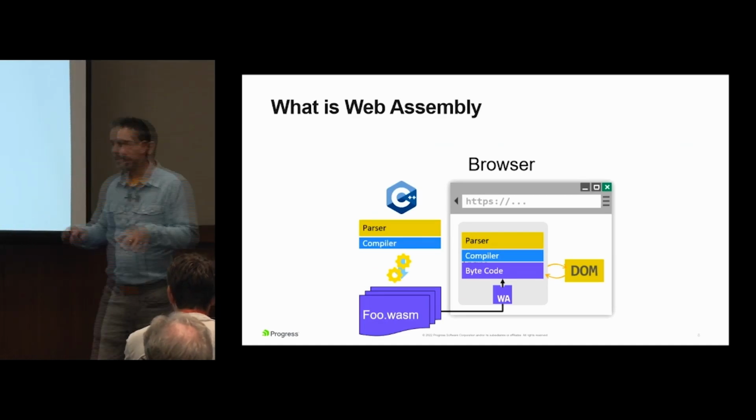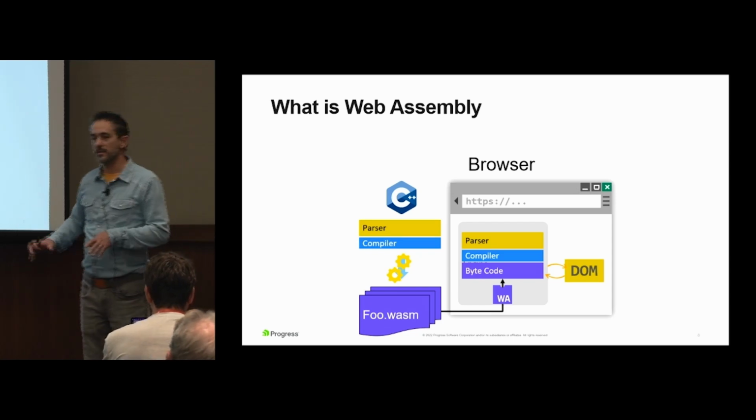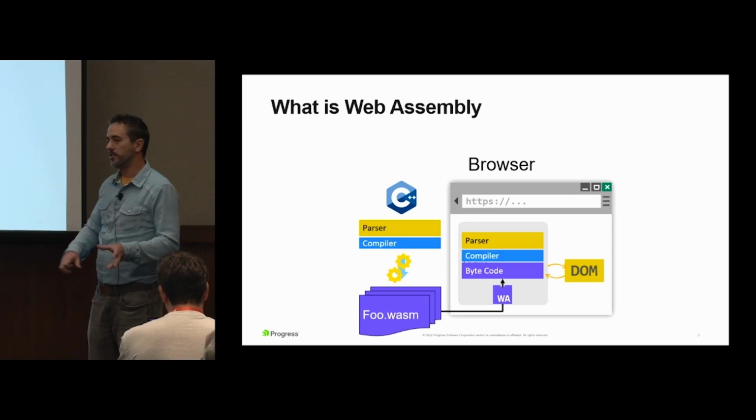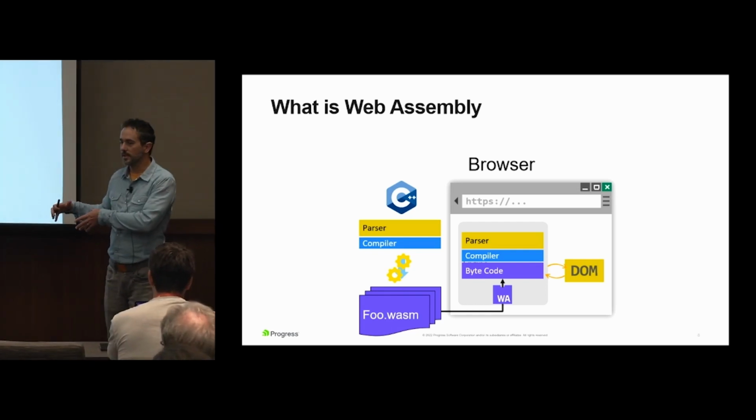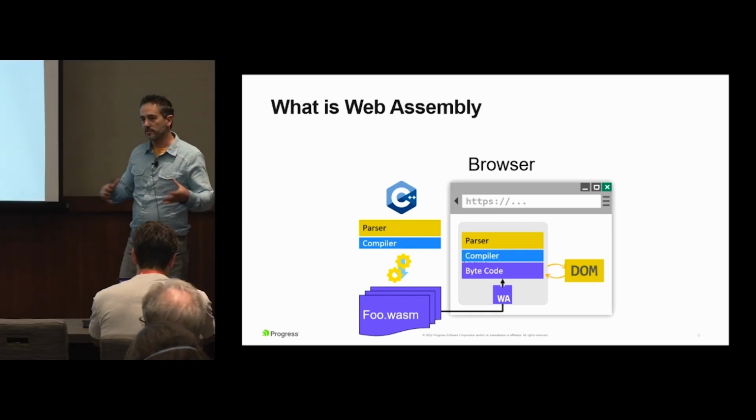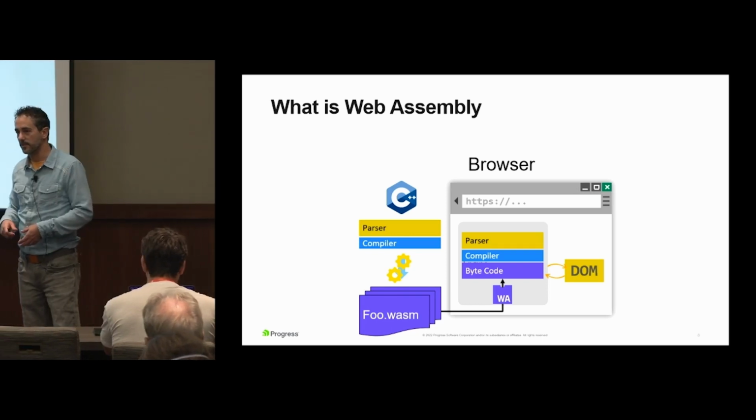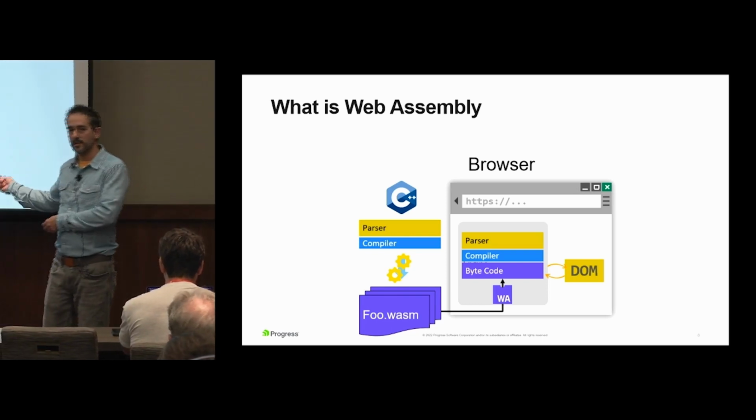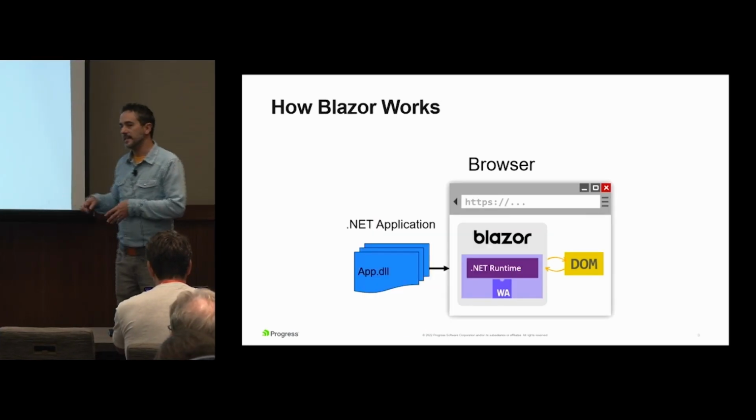With WebAssembly, what we've done is given another interface to the browser for that bytecode. So we're able to use bytecode that's been compiled externally from the browser. This circumvents JavaScript, and we can use other languages like C# to compile things down to WebAssembly and run them directly in the browser. And that's what Blazor is.